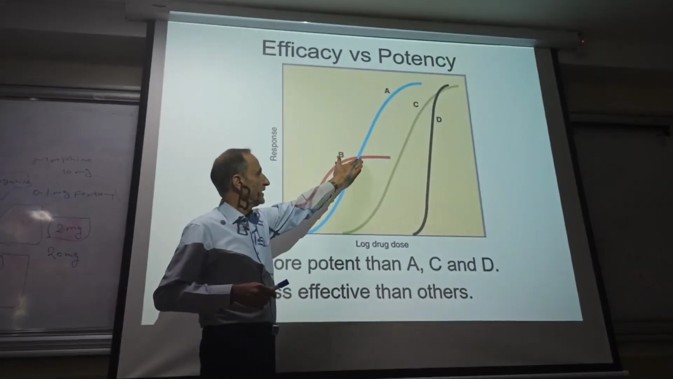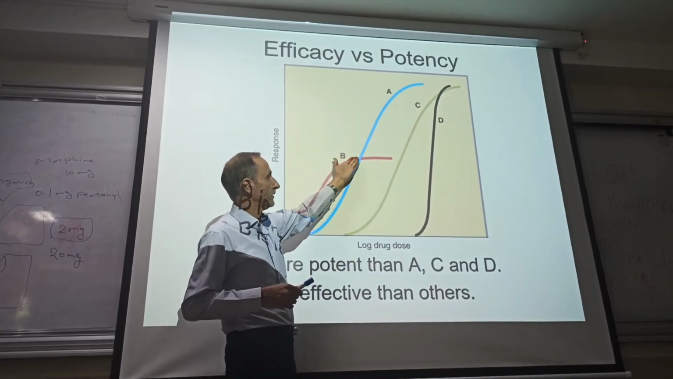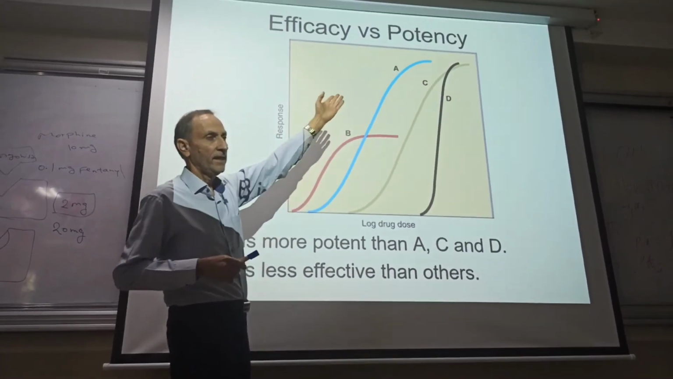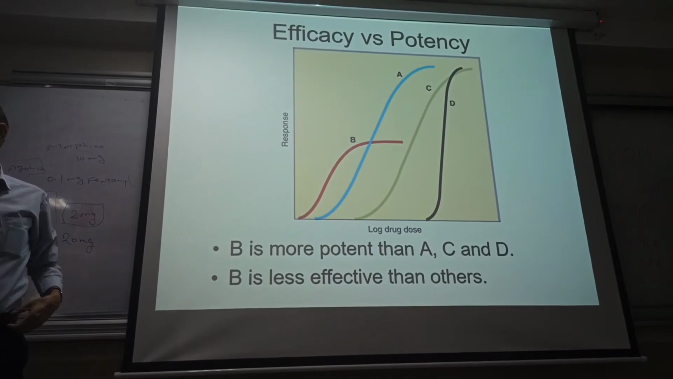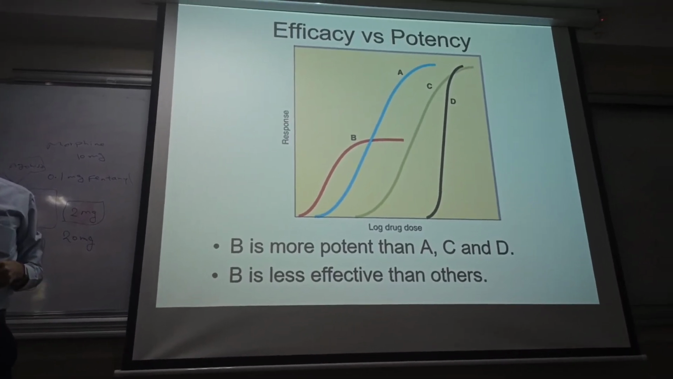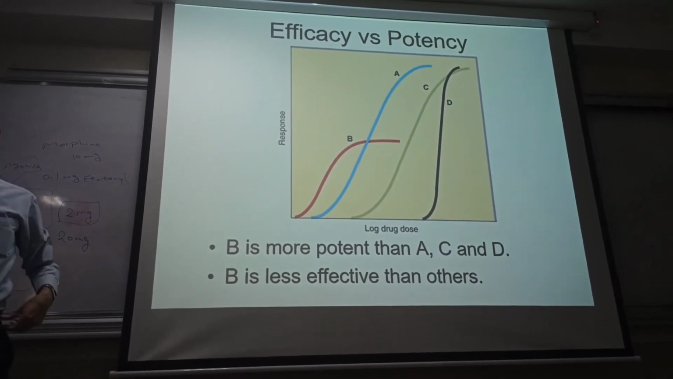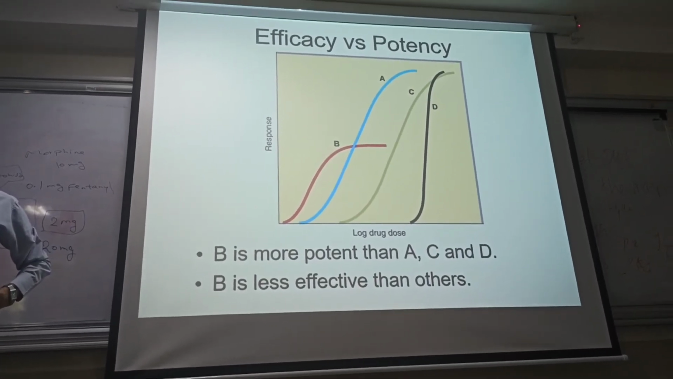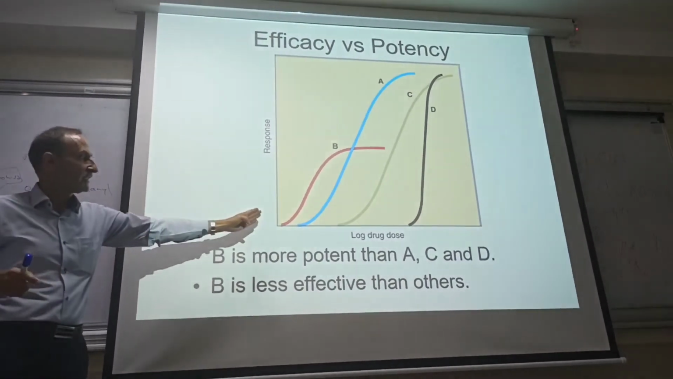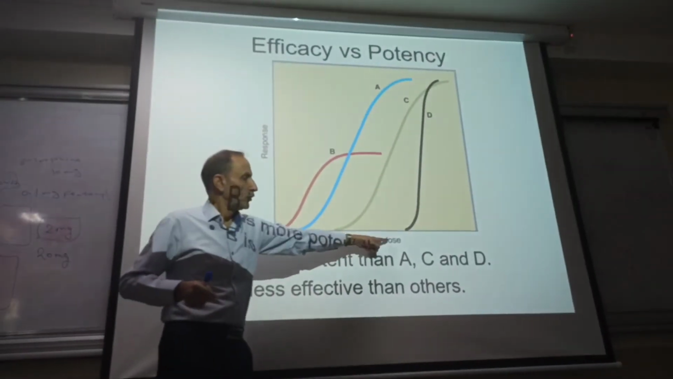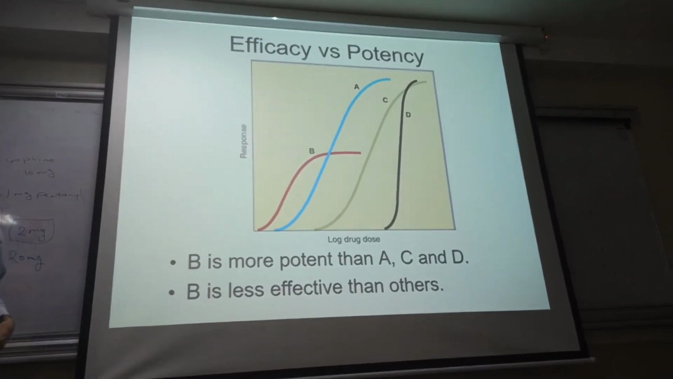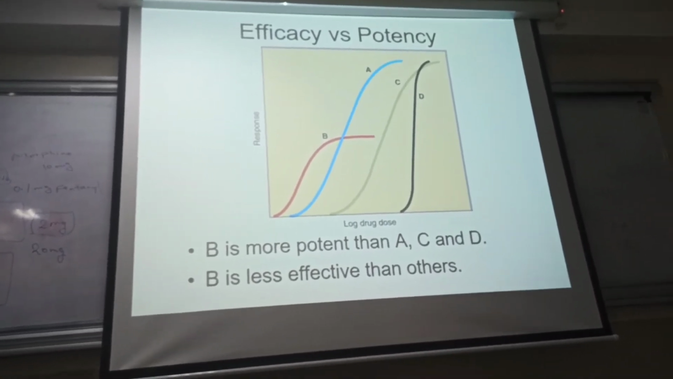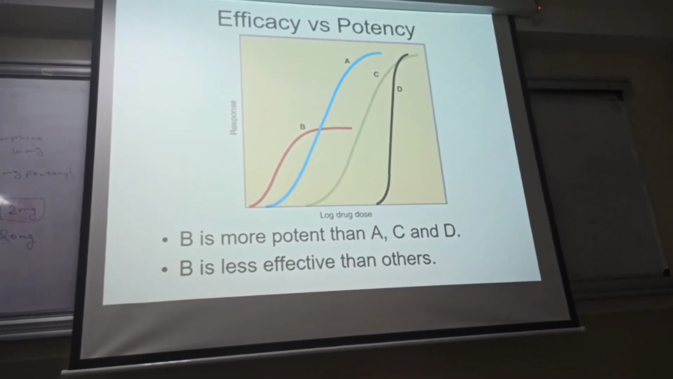Here you see the maximum response, and A and C and D have a higher response. The maximum response that is produced by a drug is called efficacy. And potency relates to dose. Whatever the dose is less, the potency is higher. Is it okay?